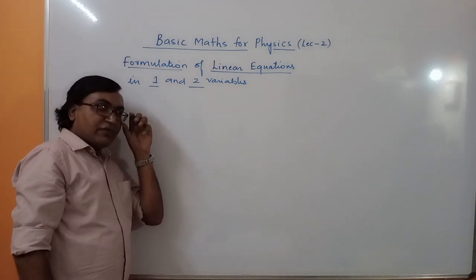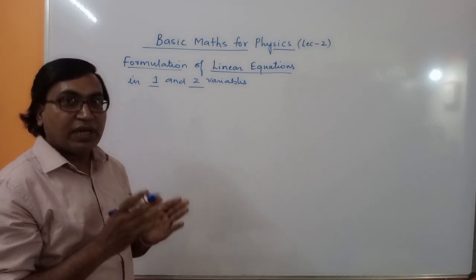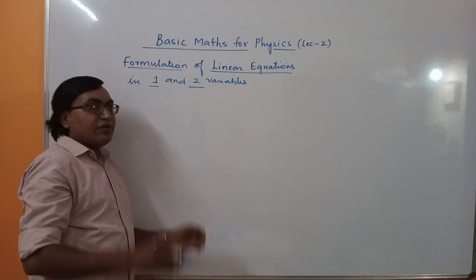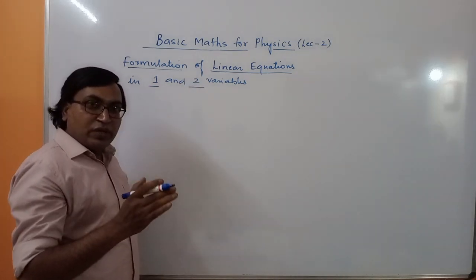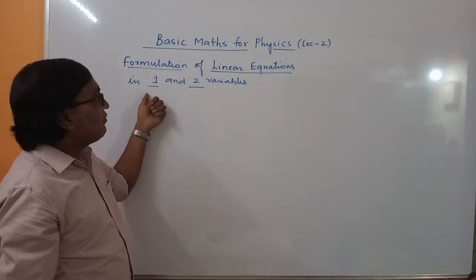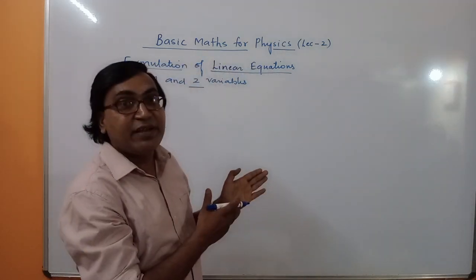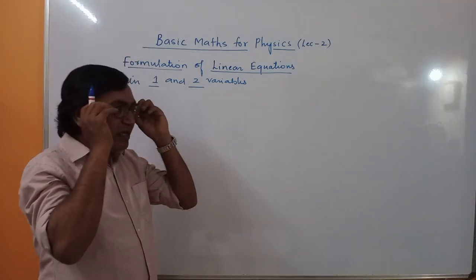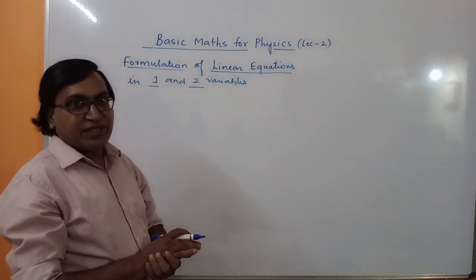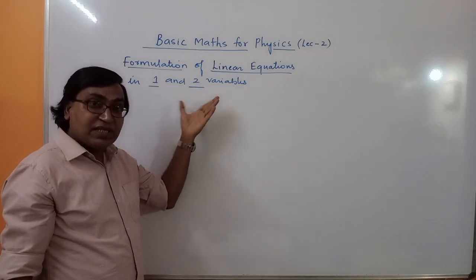So in this lecture we will discuss how to formulate a mathematical equation for a given physical situation. So, formulation of linear equations in one and two variables. In earlier classes you have studied linear equations in one variable as well as two variables. You must have also studied in three variables. Whatever may be the number of variables, I am sure that you know how to solve these equations. So then, what is the point in taking this chapter once again?